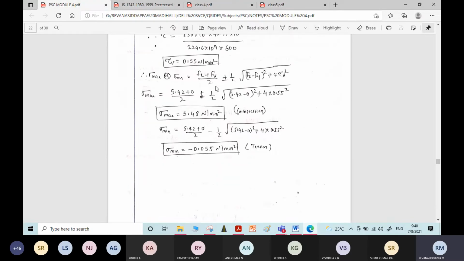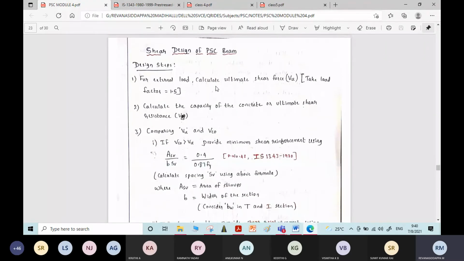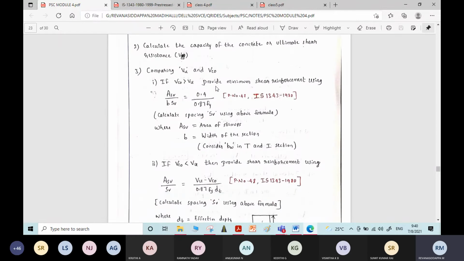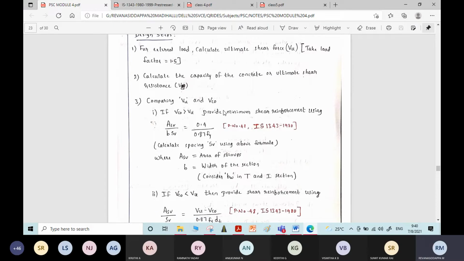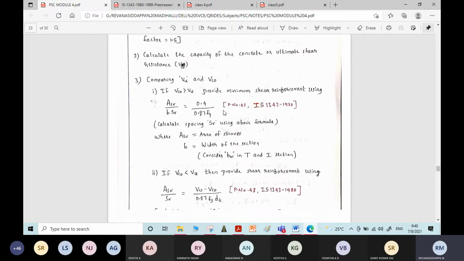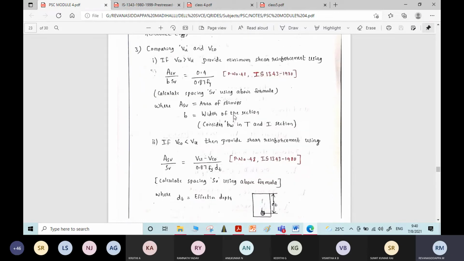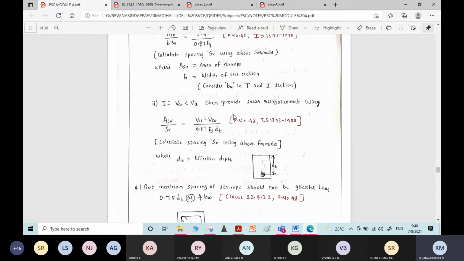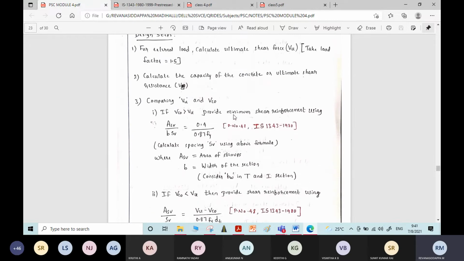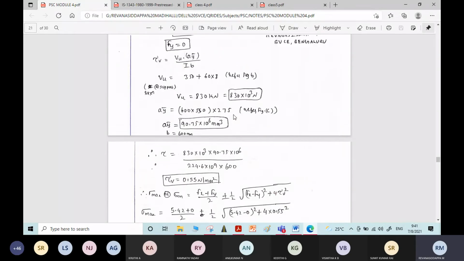They are also very simple problems and a simple procedure. The formulae are given in the code book. Just refer, like IS 456, to IS 1343. The guidelines are given to design a PSC beam for shear, and referring to those guidelines, we have to perform the design. That's it. Very simple problems, like the analysis problems.